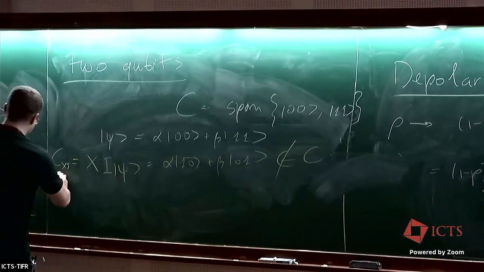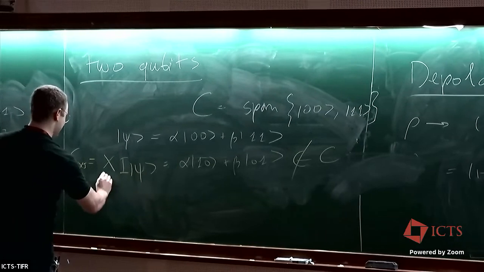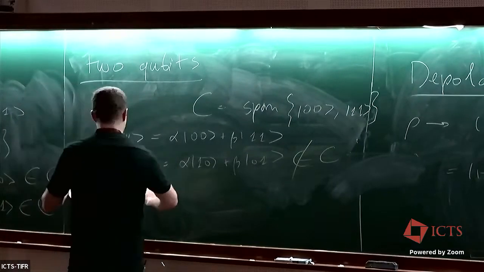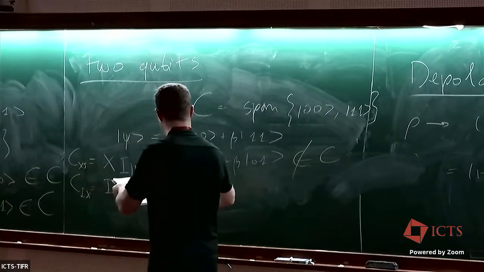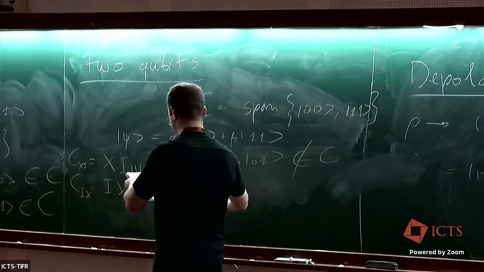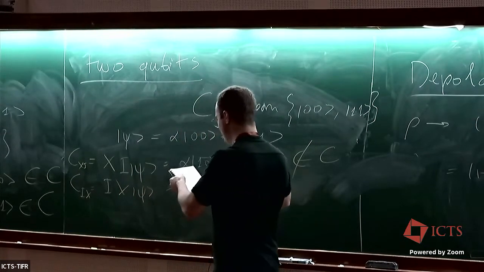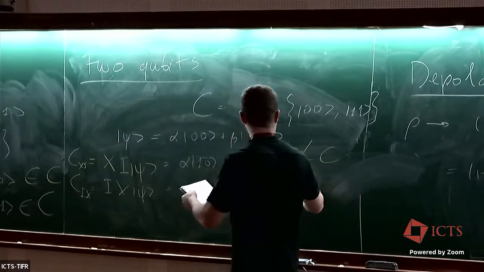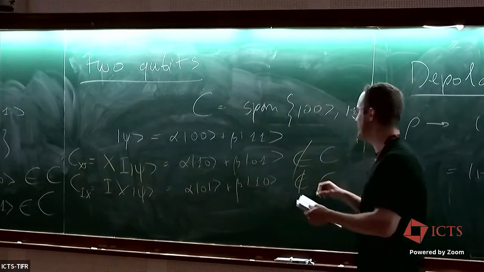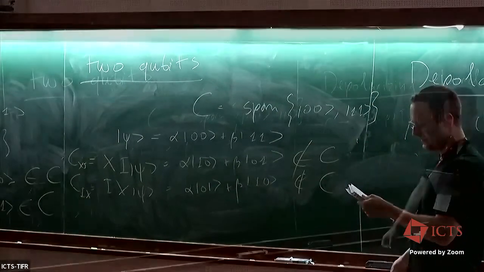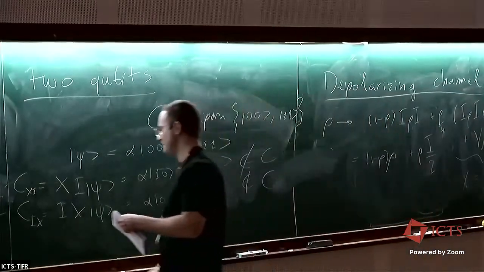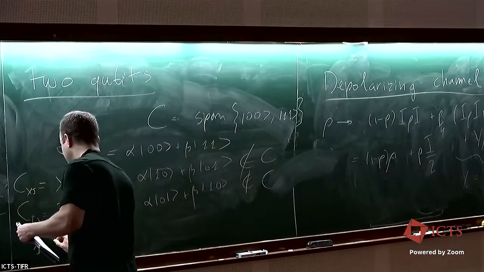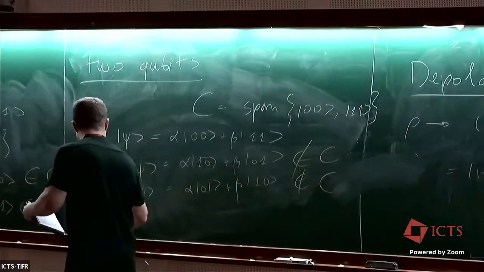Similarly, I can detect this error. Similarly, IX, I can also detect. Now I'm applying a bit flip on qubit number 2. This also is not an element of the code space. And so a one-qubit bit flip is detectable.